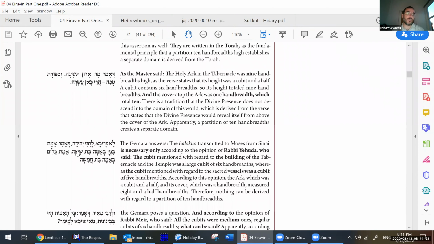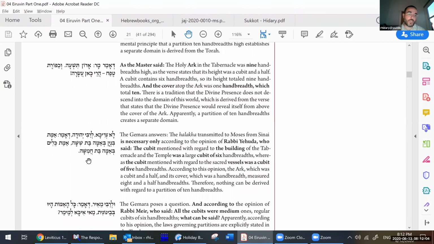Last siricha l'Rabbi Yehuda, damar amat binyan ba'ama bat shisha amat kelim ba'ama bat hamisha. Oh, you're right. I would know this, right? However, you know why I need the tradition. I need it for the opinion of Rabbi Yehuda, because Rabbi Yehuda says that the amma in the Bet Hamikdash, in the architecture of it, is always the longer one, that 6 handbreadths. However, of the furniture in the Bet Hamikdash, amat kelim, the amma is only 5. And so you see, that's what the tradition has to tell us. Because this, when it says 10, right?